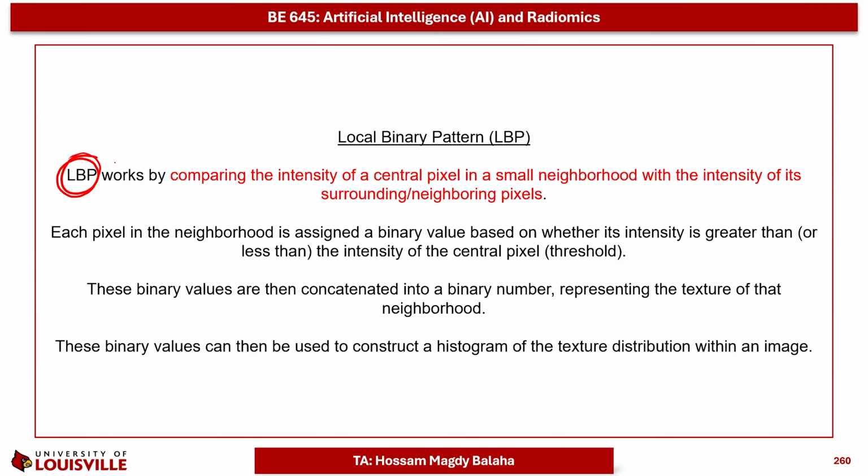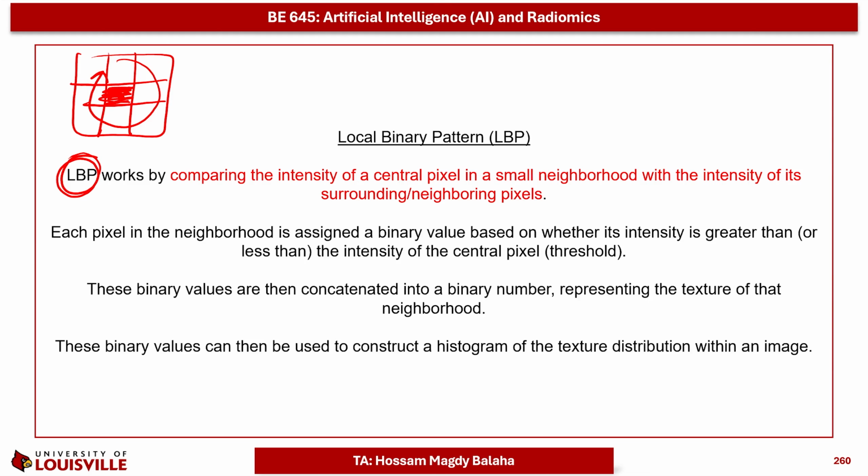LBP works simply by comparing the intensity of a central pixel in a small neighborhood, let's say 3 by 3, with the intensity of its surrounding or neighboring pixels. So we are comparing that pixel with the surrounding pixels. Each pixel in the neighborhood is assigned a binary value, 0 or 1, based on whether its intensity is greater than or less than the intensity of the central pixel. The central pixel here is like a threshold.